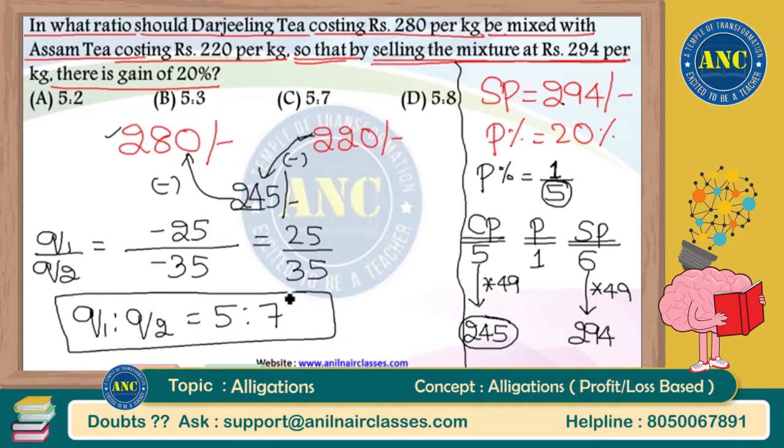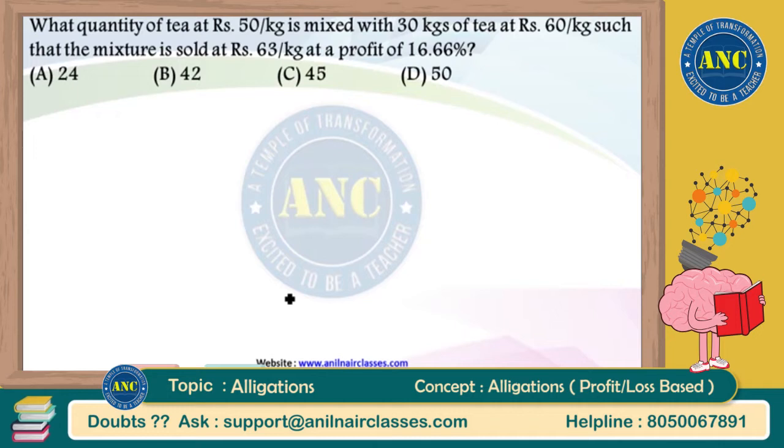So this is another variety of question where profit percentage will be given and selling price will be given, so that you need to find the cost price and find out the quantities or the ratios. One more example I will take so that my students will not face any difficulty. See this question. Same variety of question for your better understanding.